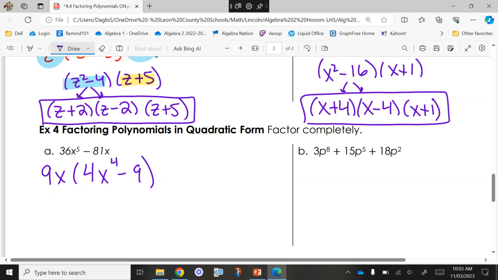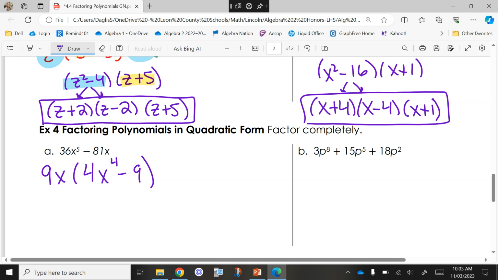I have 2 pieces, so let's think. Is that a special case? Is that a sum or a difference of squares or a sum or difference of cubes? It's one of them. It's a difference of squares. 4 is a perfect square. 9 is a perfect square. Bonus information, every even exponent is a perfect square. You just cut it in half.